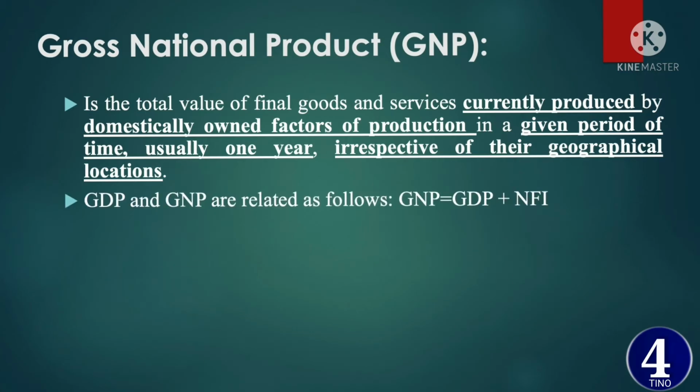Now, by the way, GDP and GNP are related. The way that they are related is by this formula: GNP is equal to GDP plus net factor income. This is a formula that you have to keep in your mind. But the question of what we mean by NFI is going to be answered by the next concepts or explanations.